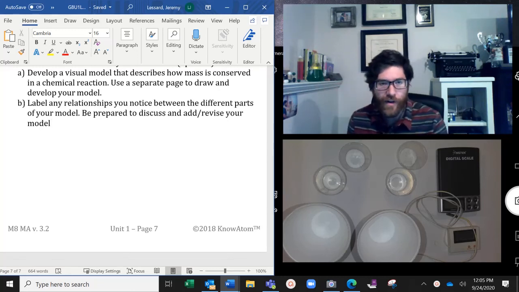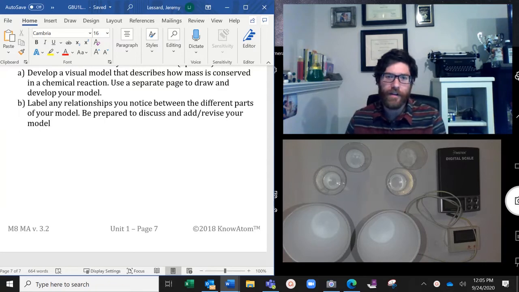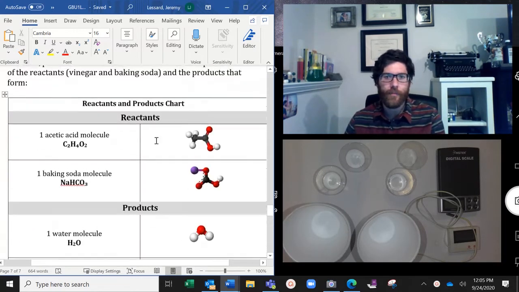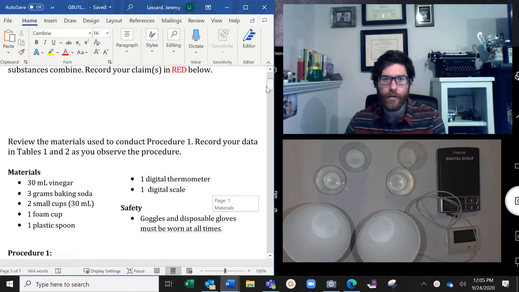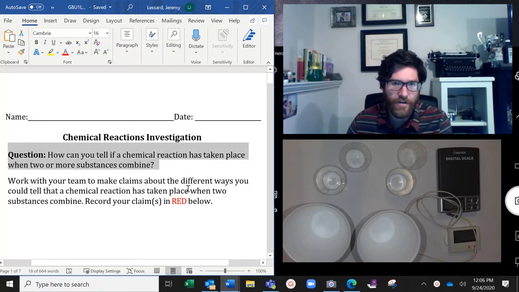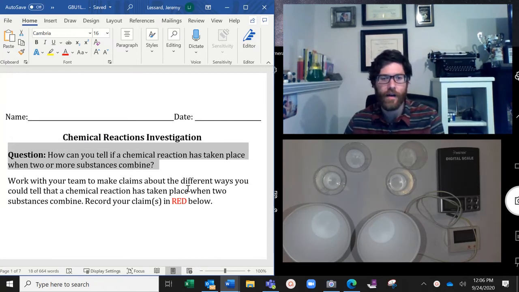How's it going, folks? We are starting our first lab now, and I wanted to give you a little bit of a breakdown of what we're going to be doing so you can start thinking about how that's going to work. Okay, so the question that we're going to be studying for this lab is how can you tell if a chemical reaction has taken place when two or more substances combine?